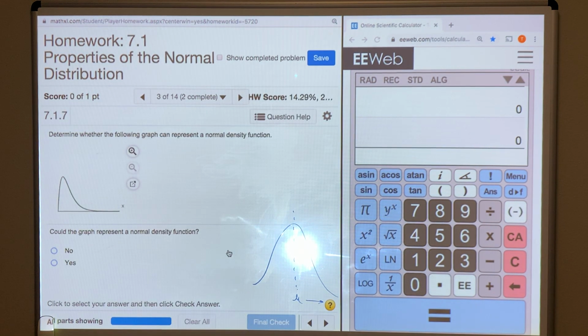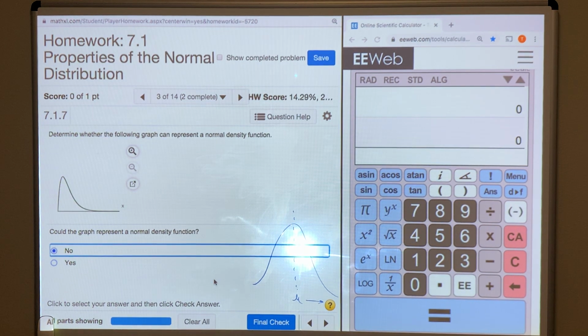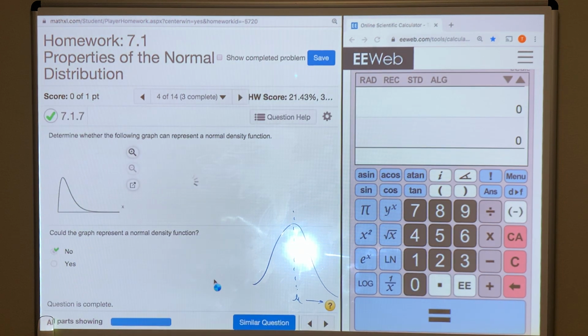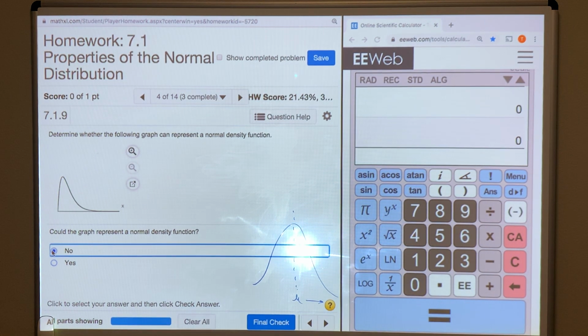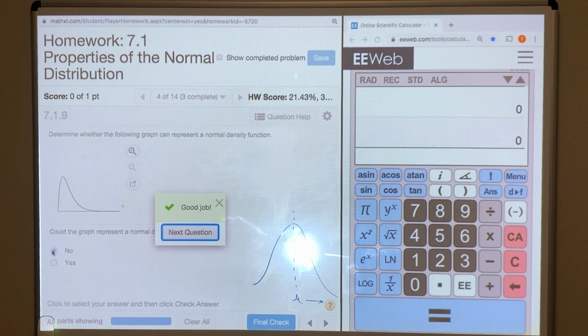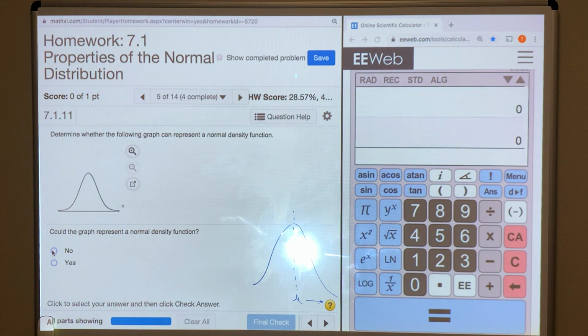Okay, let's move on to the next one. Determine whether the following graph can represent a normal density function. Well, the answer is no, because it's not symmetric. It's not a normal distribution look. That's skewed right, we know that. Here's another, same problem. So the answer is no. Bottom line is you're looking for something that should look like the normal distribution in order to answer yes.